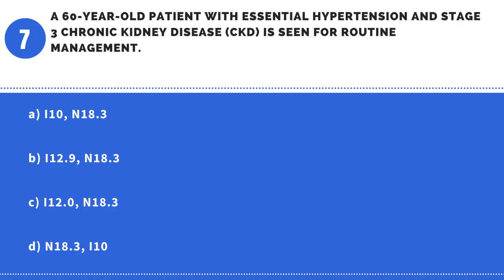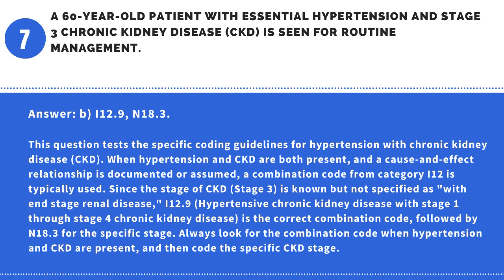Question 7. A 60-year-old patient with essential hypertension and stage 3 chronic kidney disease, CKD, is seen for routine management. A. I10, N18.3. B. I12.9, N18.3. C. I12.0, N18.3. D. N18.3, I10. Answer B.